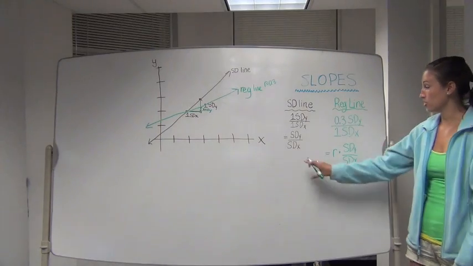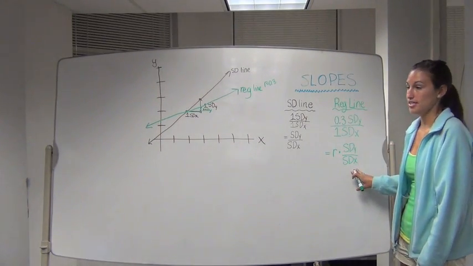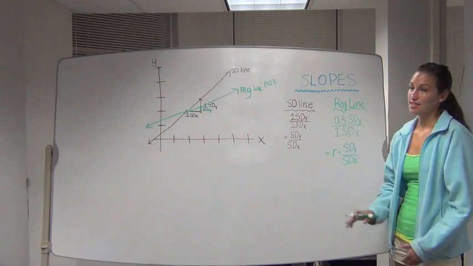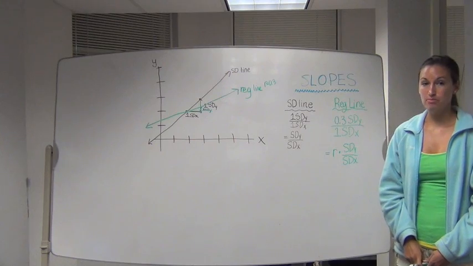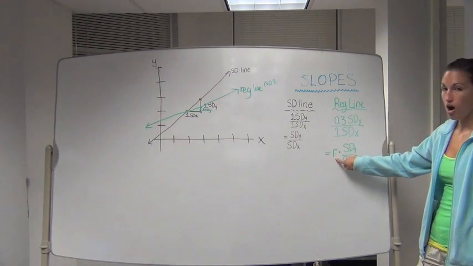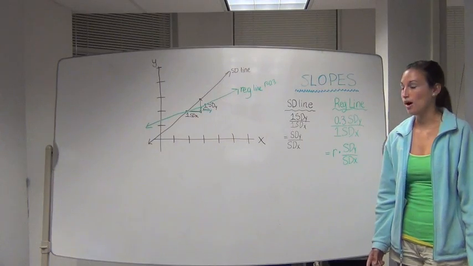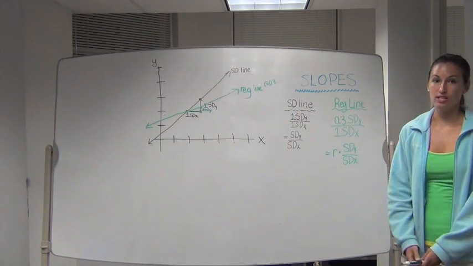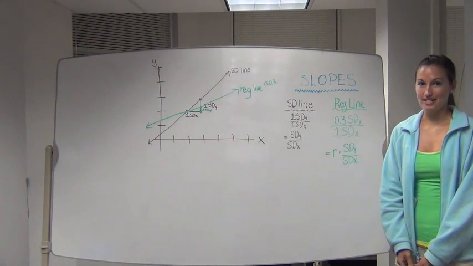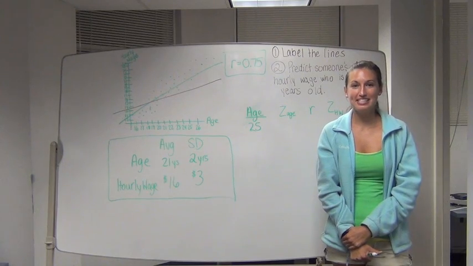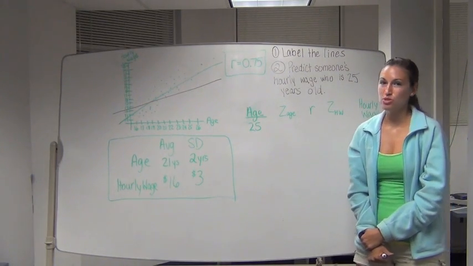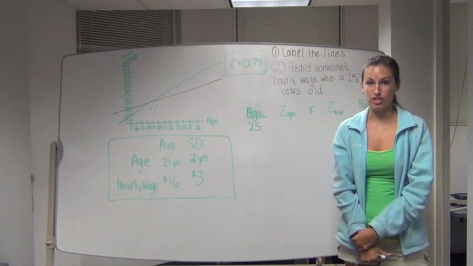So as you can see, our two slopes are different, and before we said that the SD line is always steeper, and it makes sense because r, our correlation coefficient, is always going to be less than 1. So the regression line is always going to be flatter. Now let's look at an example where we actually use the regression line to make a prediction.